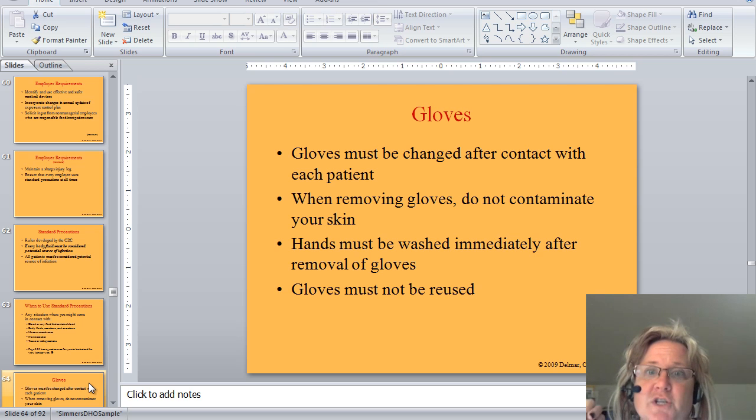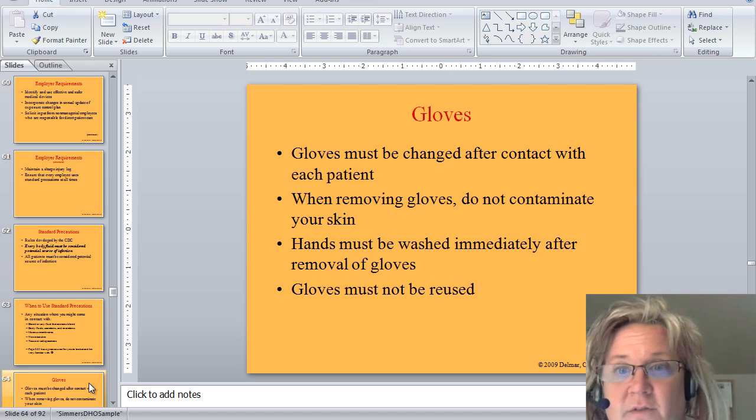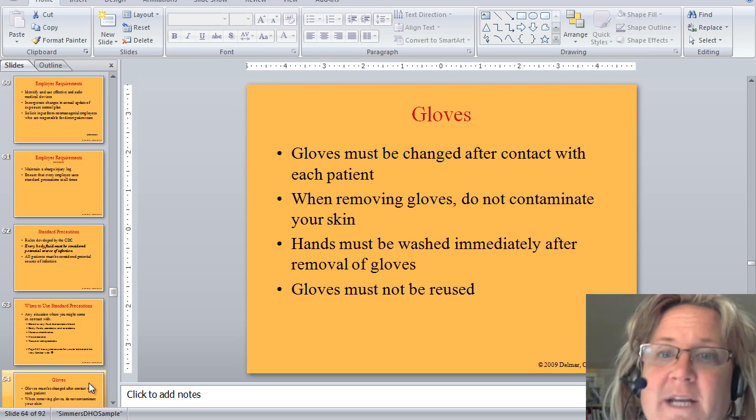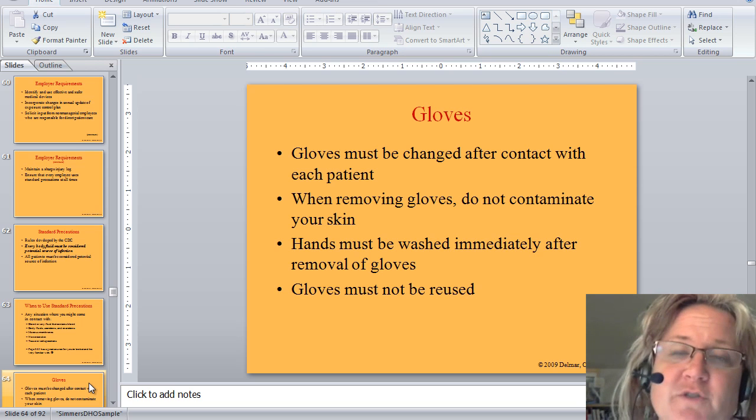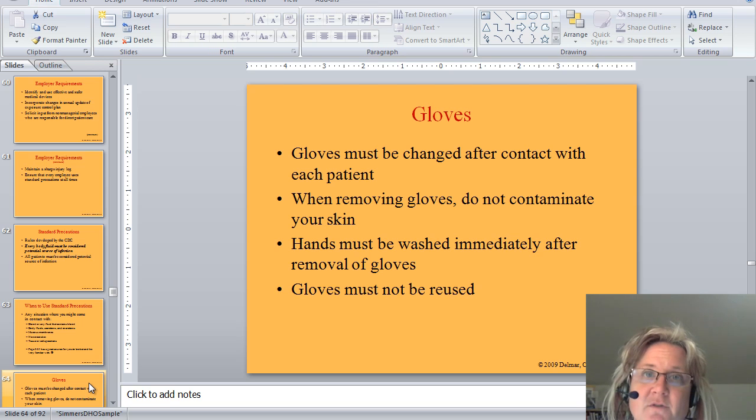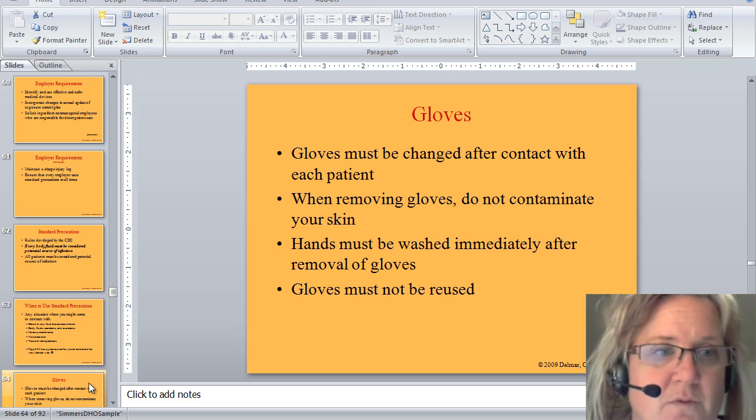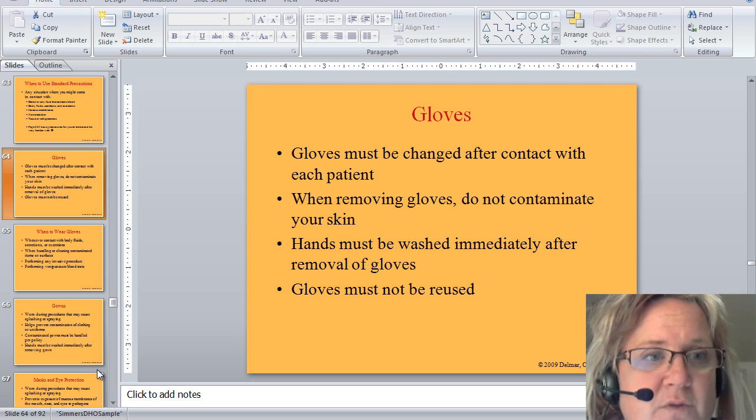Make sure you change the gloves after each contact. And you know you have to wash your hands with each change of glove. Okay? And you don't want to contaminate your skin when you do that. And when I come back, we're going to practice gloves. Putting on gloves and taking gloves off. Hands need to be washed, and gloves cannot be reused. That's gross. It's just gross.